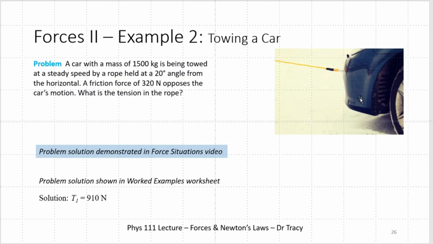So let's take a look at the first problem here. You see that we have a car being towed. It's got a mass of 1,500 kilograms. Sorry, I'm thinking about another problem. It's being towed at steady speed by a rope held at a 20-degree angle from the horizontal. A friction force of 320 newtons opposes the car's motion. What is the tension in the rope? You'll notice I've got this blue field that says the problem solution is demonstrated here in the force situations video. So let's walk through it.